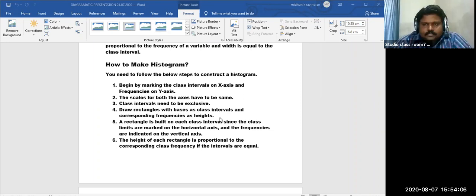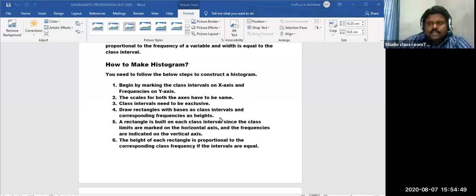On the x-axis you can see the class intervals, and the corresponding frequency on the y-axis, so you have to plot there. A rectangle is built on each class interval, since the class limits are marked on the horizontal axis and the frequencies are indicated on the vertical axis. Already we discussed, we know that. The height of each rectangle is proportional to the corresponding frequency. You should not make a mistake there, correctly you should plot it, if the intervals are equal.